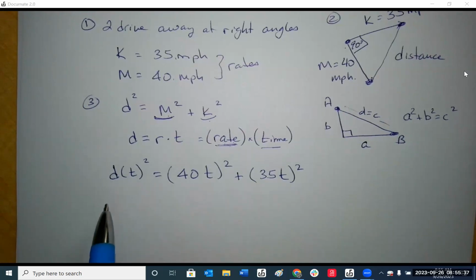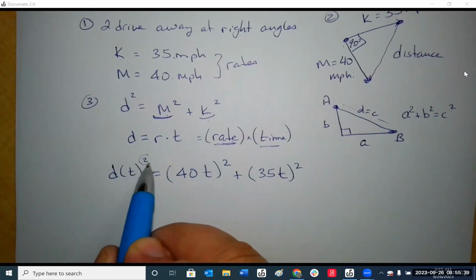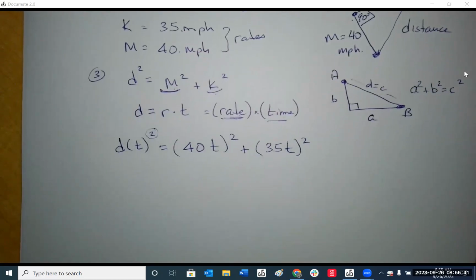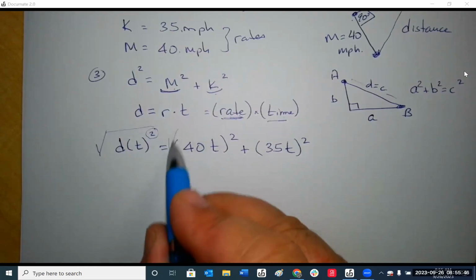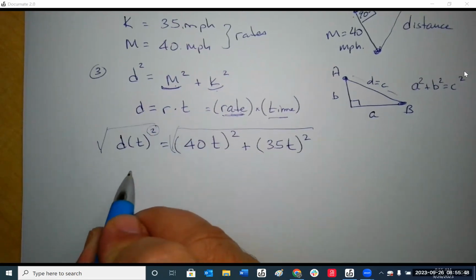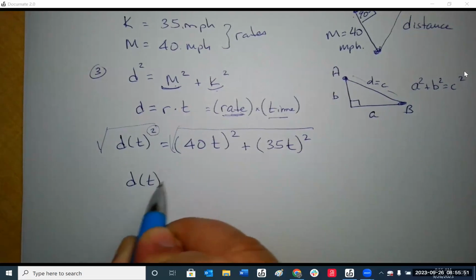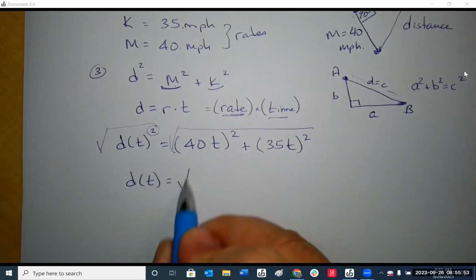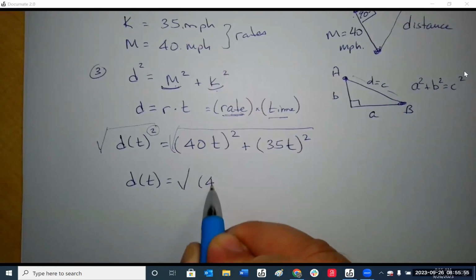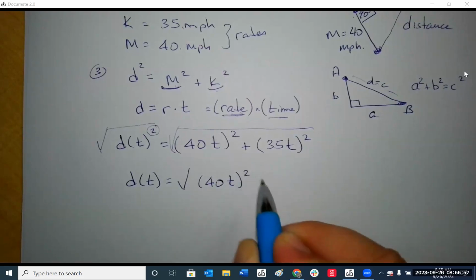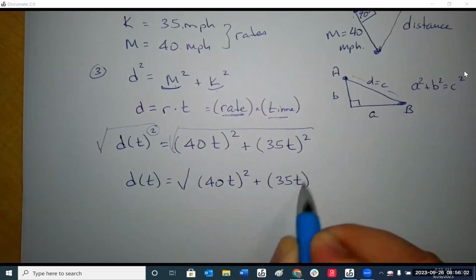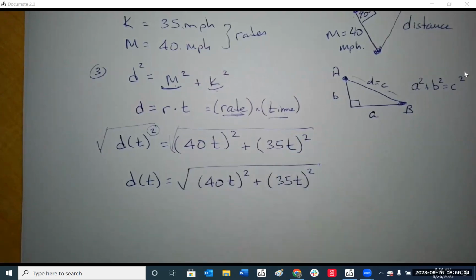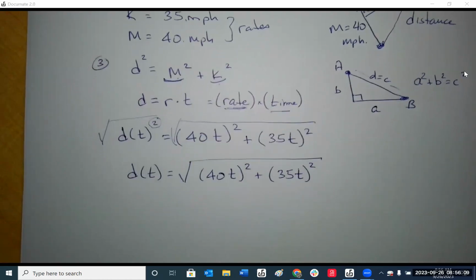We're solving for distance. We have distance squared. How do we get rid of the square? Square root, both sides. So the distance with respect to time is equal to the square root of 40t squared plus 35t squared. Since they both took off at the same time, this will tell us the distance.